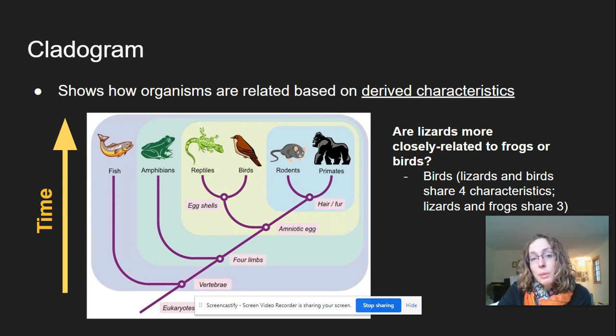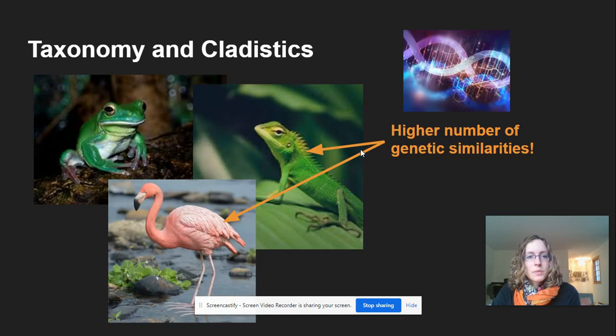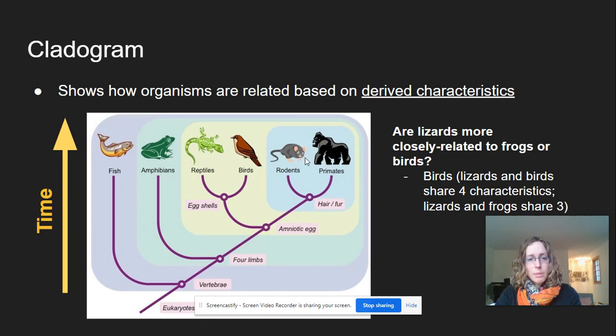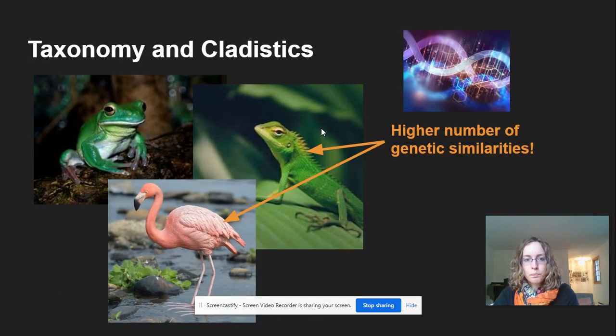So clearly the reptile and the bird share more characteristics, and so we would consider them to be more closely related. Scientists would also want to look at their genetic similarities, and it turns out if you look at any genetic evidence comparing a reptile to a bird and comparing a frog to a reptile, a bird and a lizard would actually have way more genetic similarities. And so we want to make sure that, when we draw a diagram of their evolutionary history, we put them more closely related to each other.